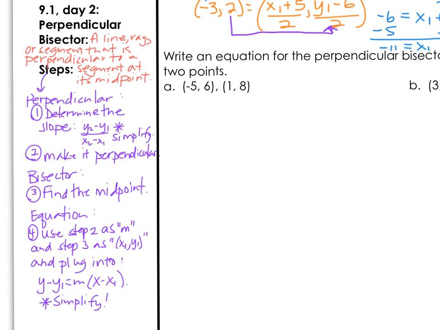Then you're going to make it perpendicular. You want your new line to be perpendicular to the given segment. So we have to take the reciprocal and change the sign. And we're done with step 2. The bisector part simply means we're going to find the midpoint of the original segment. So we'll follow the formula from up above. To create the equation, we're going to go back to what we did in chapter 2. We'll use the step 2 answer for our lowercase m and the step 3 answer as our new x1, y1. And we're going to plug it into point slope form: y minus y1 equals m times x minus x1. And again, we'll be sure to simplify. Make sure you have all these steps written out before you move on to the two examples at the right.